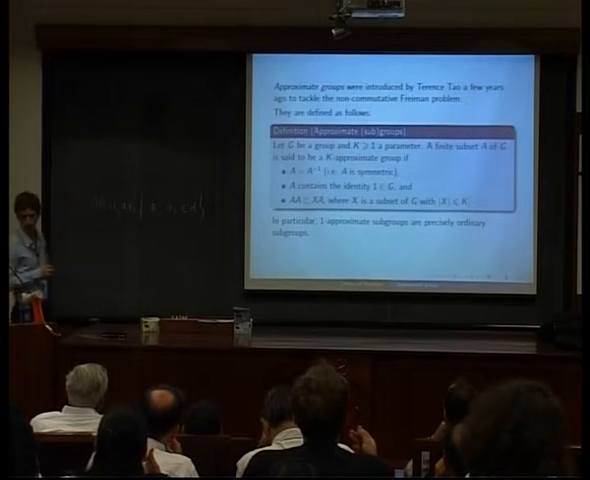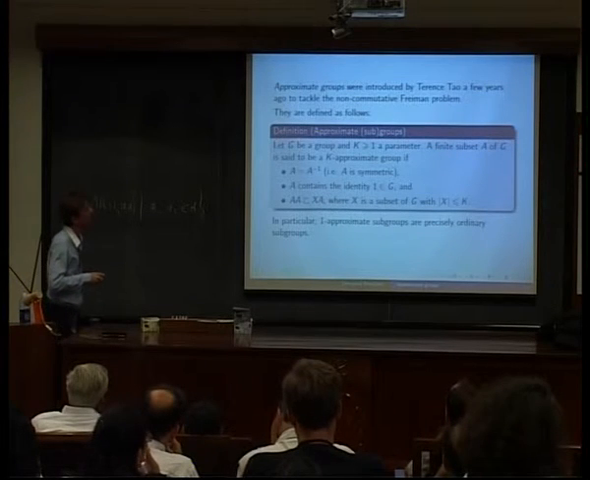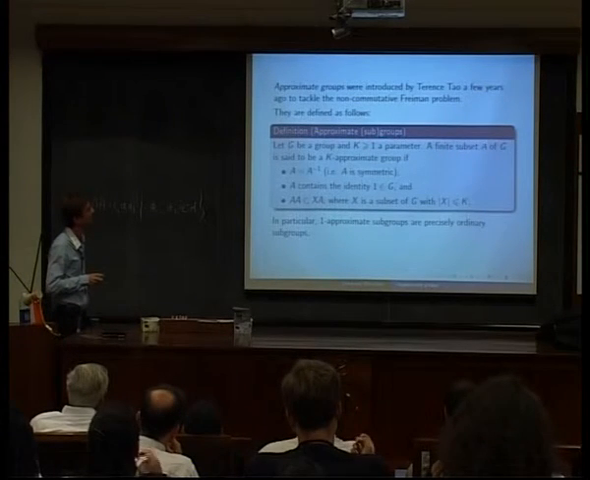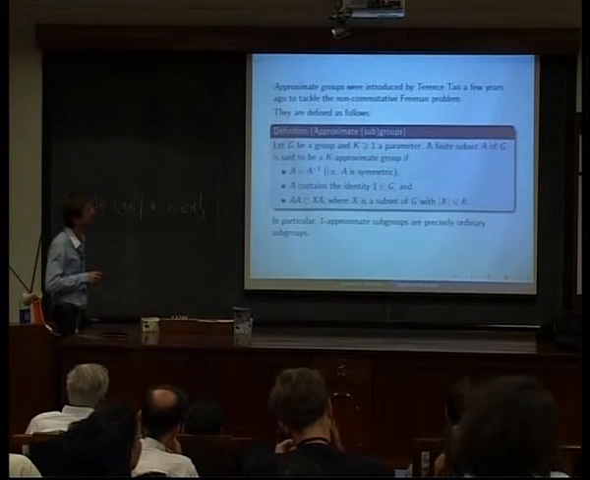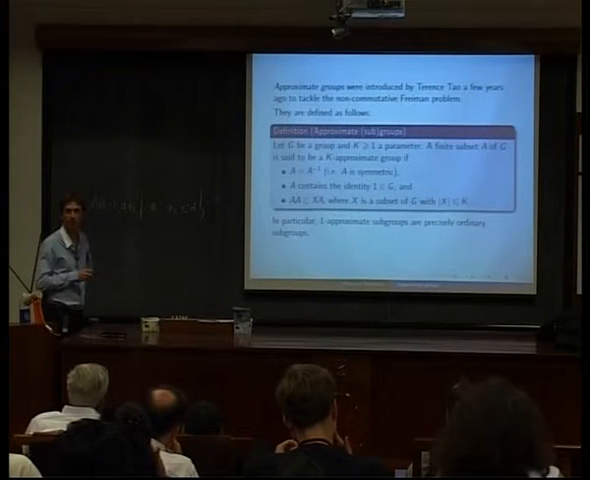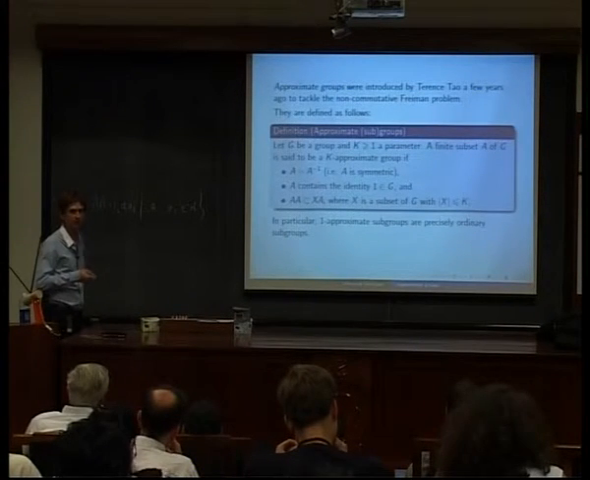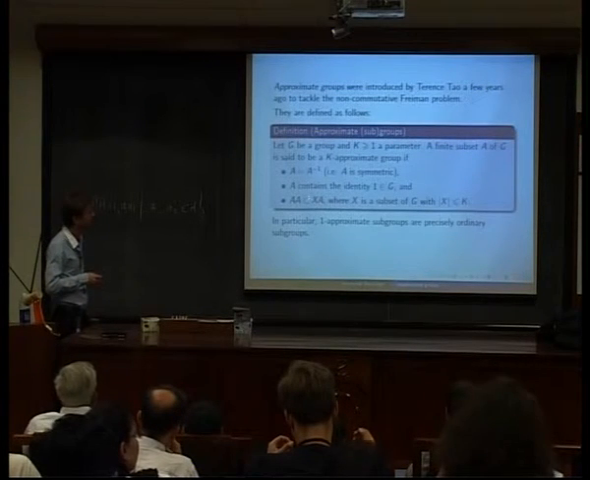G is a group, and K is a parameter, and a finite subset A of G is said to be a K approximate group if you assume that A is stable under inverse. So A is a finite set, every element in A has its inverse also in A. It contains the identity of the group.